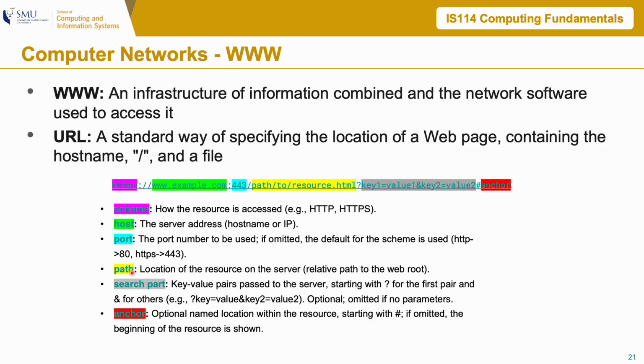The path is the location of the specific file or page on the web server. And the search part is also called the query. It's typically represented as a series of key-value pairs. Search part is used to send additional data to the server, such as the user's search terms or other parameters. For example, if you search for IS-114 on Google, the search term IS-114 is included in this search part. In this case, the search part would appear as query equals to IS-114.